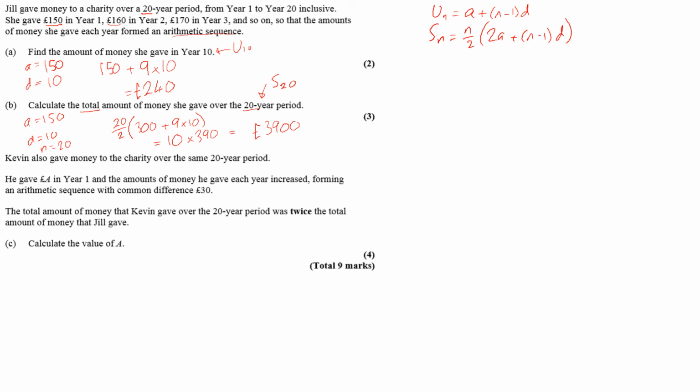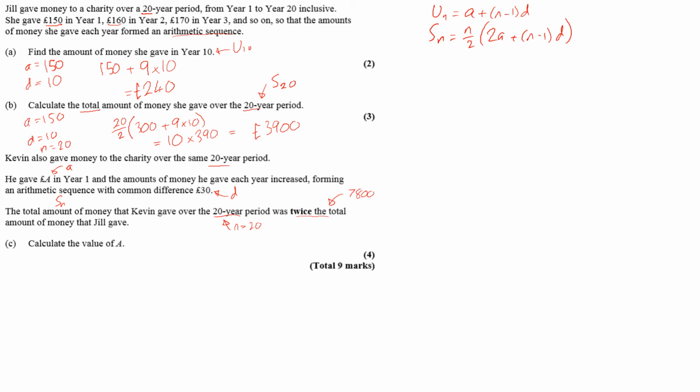Kevin gives money to the charity over the same 20-year period. He gives A in year 1, so that's our initial amount, and the amount of money he gives each year increases, arithmetic sequence, with common difference 30, so that's our D. We want to find the total amount of money that Kevin gives, so total amount is Sn, over a 20-year period, so we're talking when n is 20, and we're told this is twice the total amount that Jill gave. So twice the total amount Jill gave would be £7,800, and we want to find the value of A.